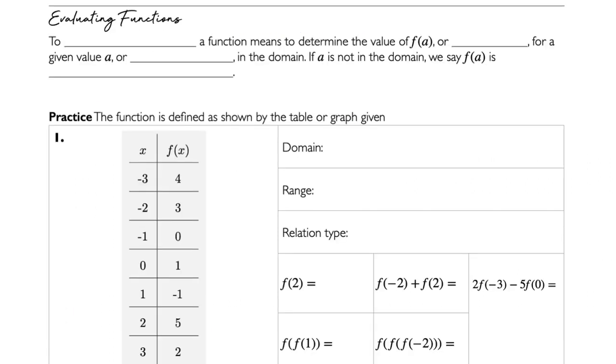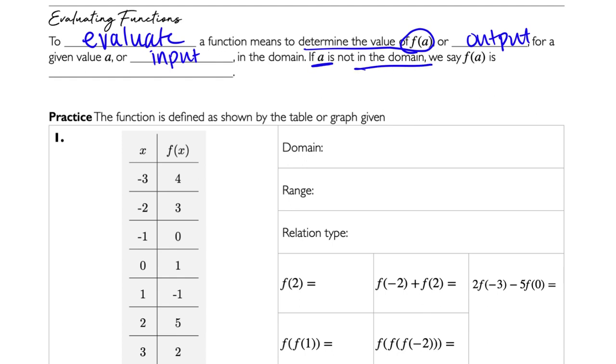To evaluate a function means to determine the value of f of a, which is the output for a given value of a, or the input. So a function takes an input, does something to it, and produces an output out of it. So it takes an x, puts it through some kind of machine, and then the result is y, or f of x. And if the number that we're plugging in is not in the domain, then we say f of a is undefined.